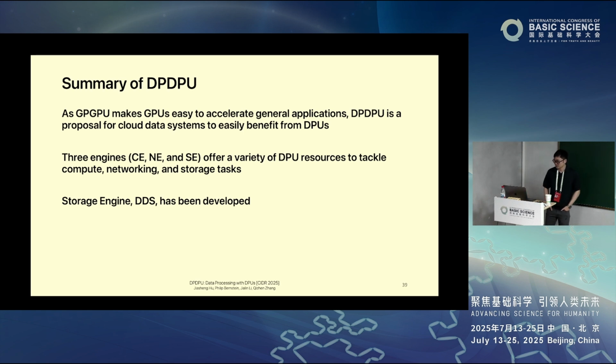All right. To summarize, the reason why GPUs are so popular now is because GPUs make it very easy for general applications to utilize them. In a similar spirit, we want to make DPUs easy to program for data systems. And we offer 3 engines: compute engine, network engine, and storage engine, to utilize various DPU resources for different operations. The storage engine, which we call DDS, has been developed, which I'm going to talk about later. The other 2 engines, we're still working on them.